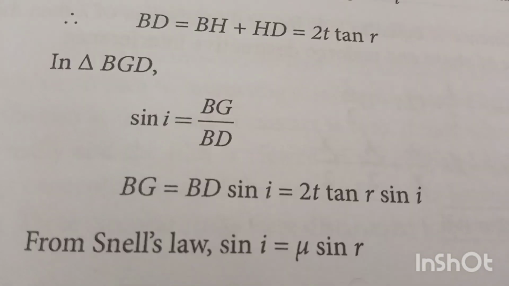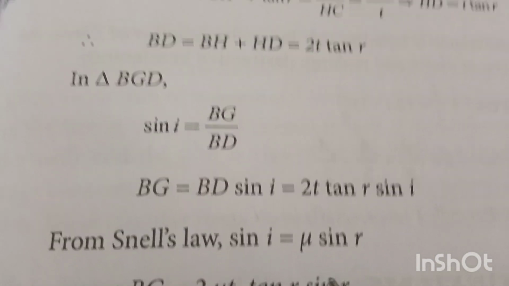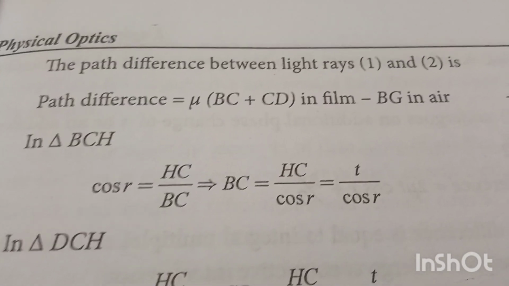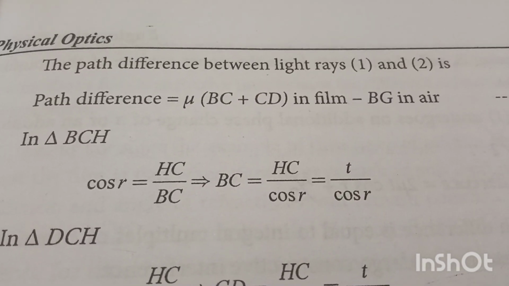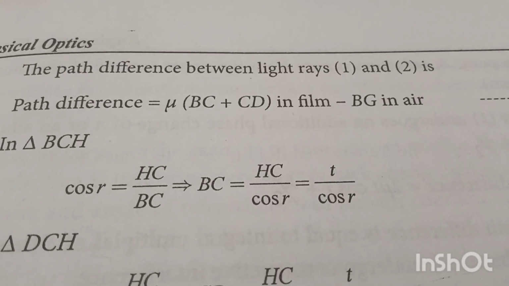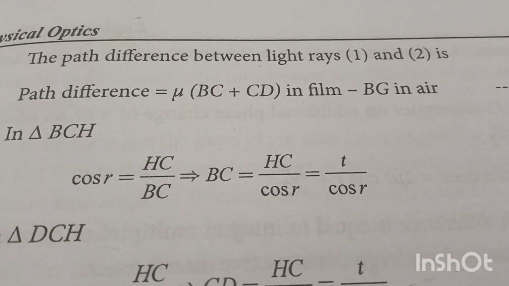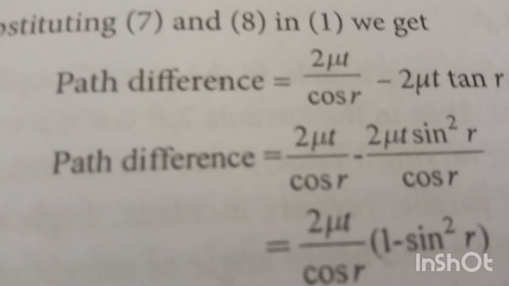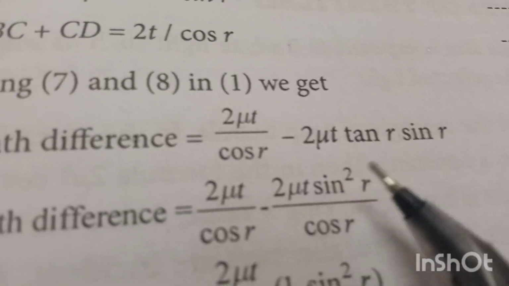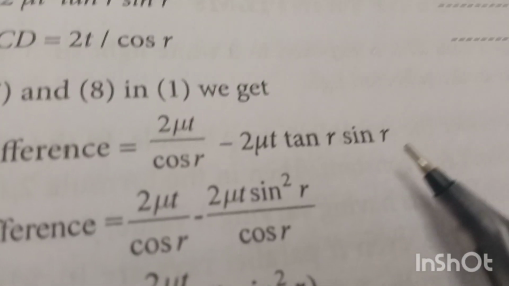Okay, so now we have all the values for the equation. The equation is: path difference is equal to mu into BC plus CD in the film, minus BG in air. So now we know the BC value, CD value and BG value, so we can substitute all the values in the equation. So the path difference is equal to 2 mu T cos R minus 2 mu T tan R sin R.